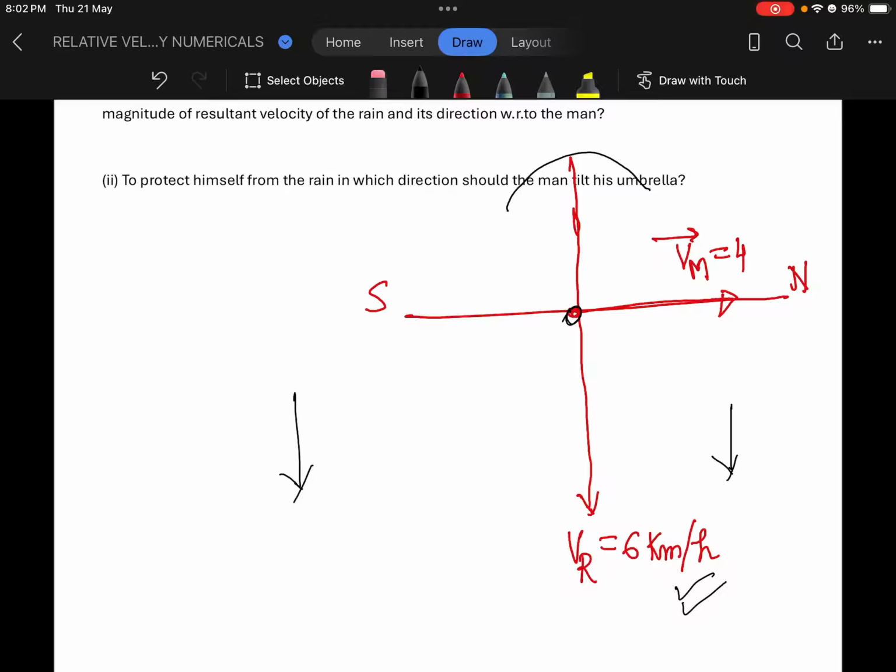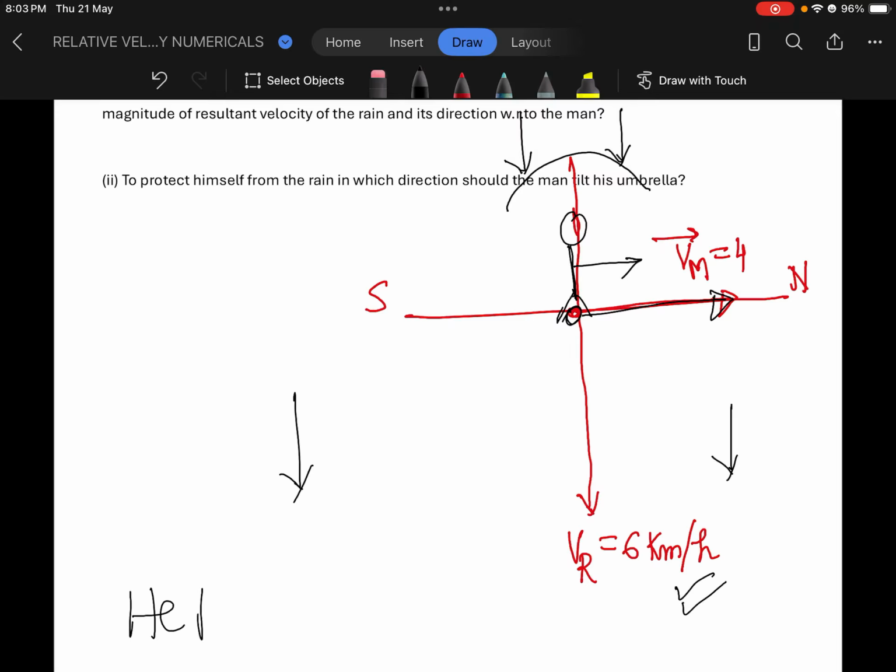So if the man is standing, then what will happen? He will keep the umbrella this way so that he is protected from the rain. But here the man is moving in this direction, with the speed of 4 kilometer per hour. So now, in order to protect himself from the rain, in what direction will he keep the umbrella?